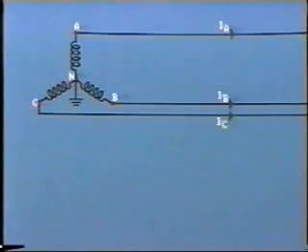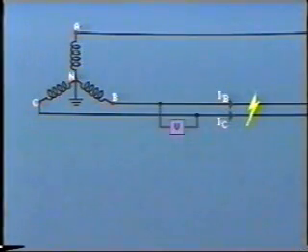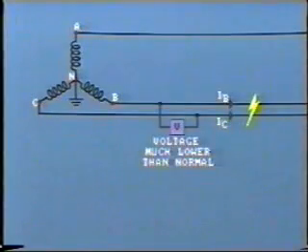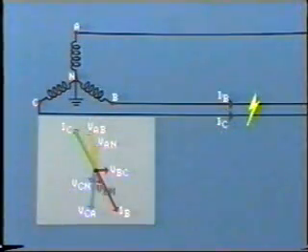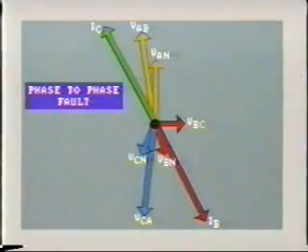Well, now let's move on to look at the conditions for a phase-to-phase fault. In this case, the short circuit is between line B and line C. If you could place a voltmeter between lines B and C, you would find the voltage to be much lower than normal. Similarly, the voltage between line B and ground would be lower, as is line C to ground voltage. The phasor diagram shows this.